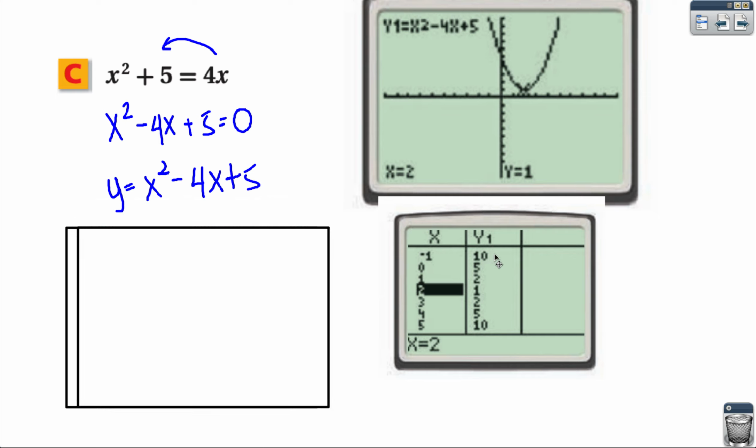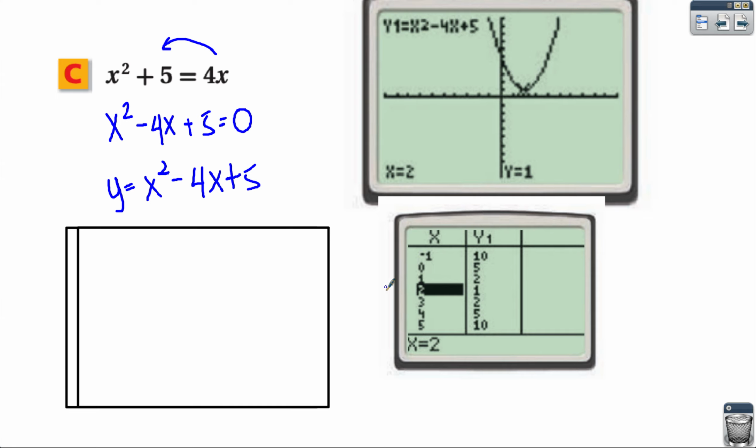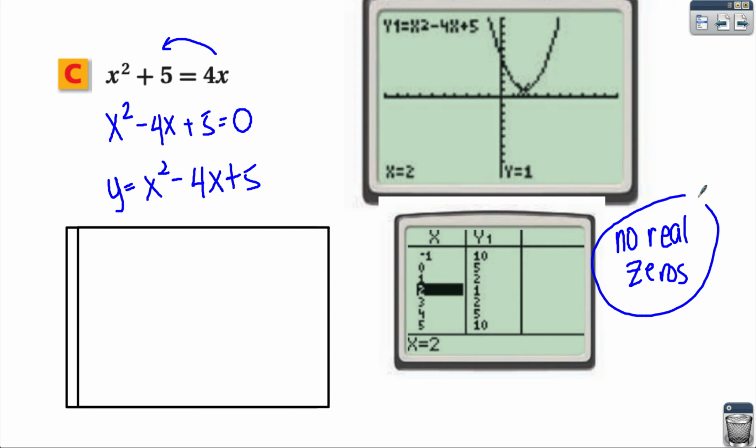So take a look. In the y column, you're supposed to see zeros, but you don't. So for part C right here, the function actually has no real zeros. Okay, write it down: no real zeros. You cannot say that there are no zeros, because in the near future you'll find out there are zeros. They're just not real. So that's the main difference. What you want to say, be very specific, is that there are no real zeros.